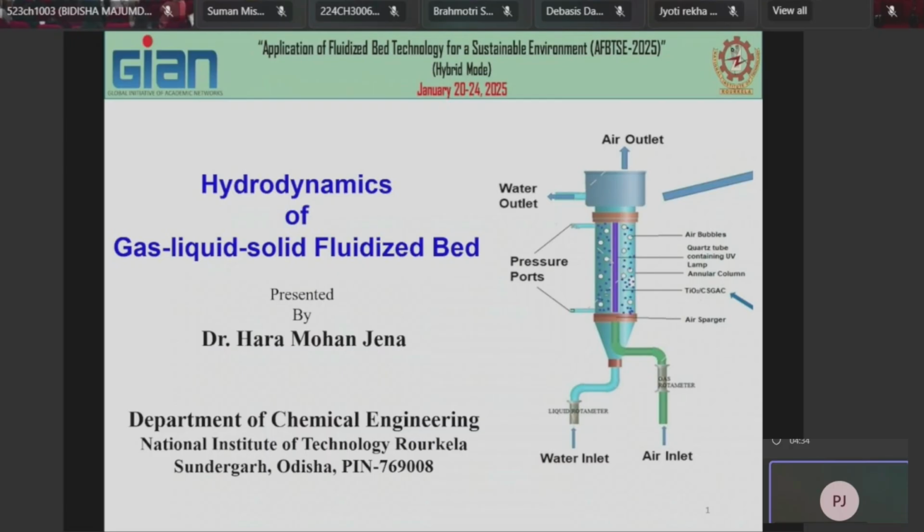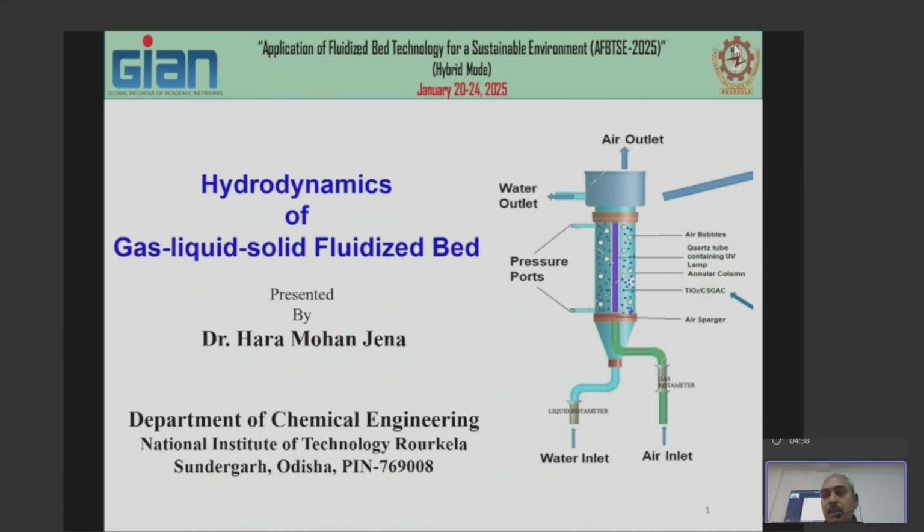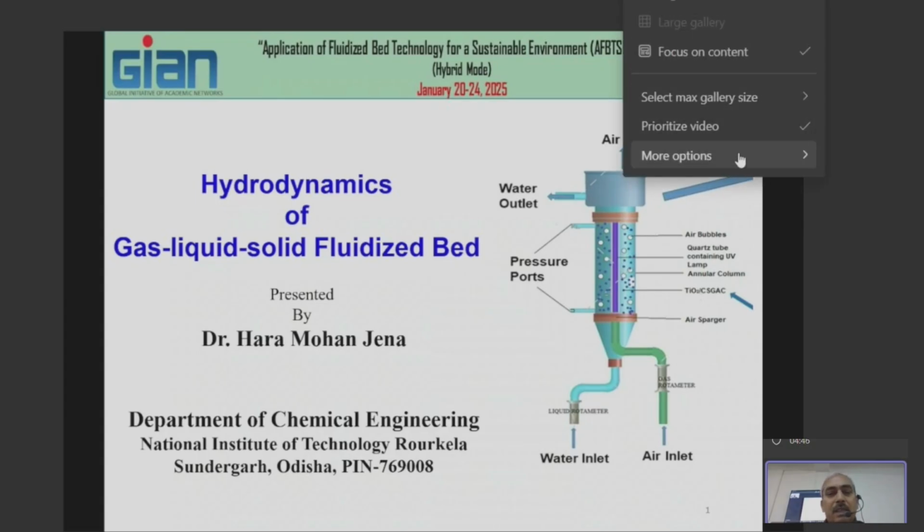The topic is hydrodynamics of gas, liquid, solid, three-phase fluidized bed. So a three-phase fluidized bed consists of three phases. One is the gas phase, the second is the liquid phase, and the third is the solid phase.